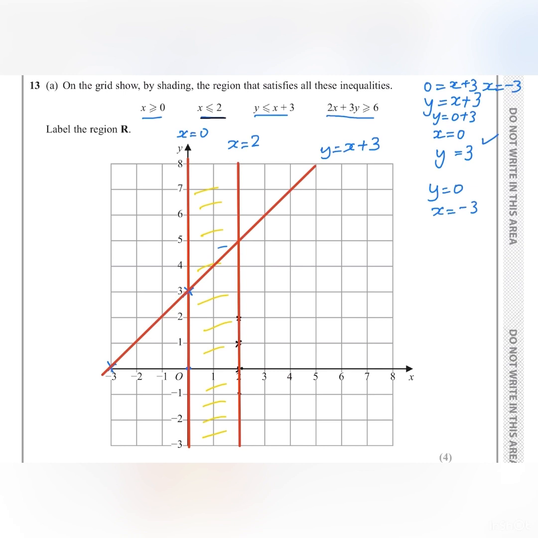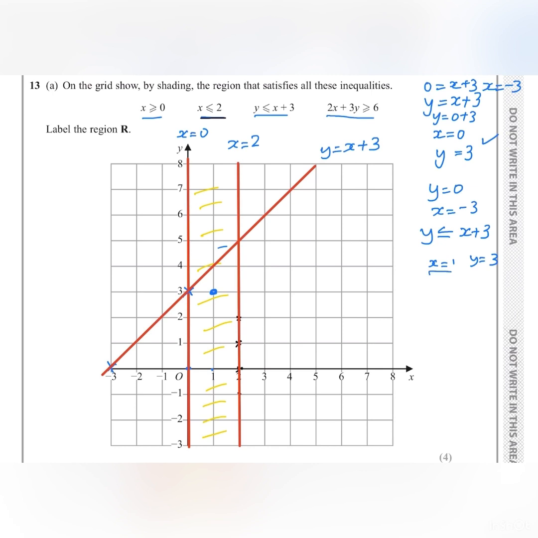But y has to be less than or equal to x plus 3. Now, how do we decide that? So is it going to be above the line, or is it going to be below that line that satisfies that region? So if I select a coordinate here, x is 1 and y is 3. So x is 1 and y equals 3.